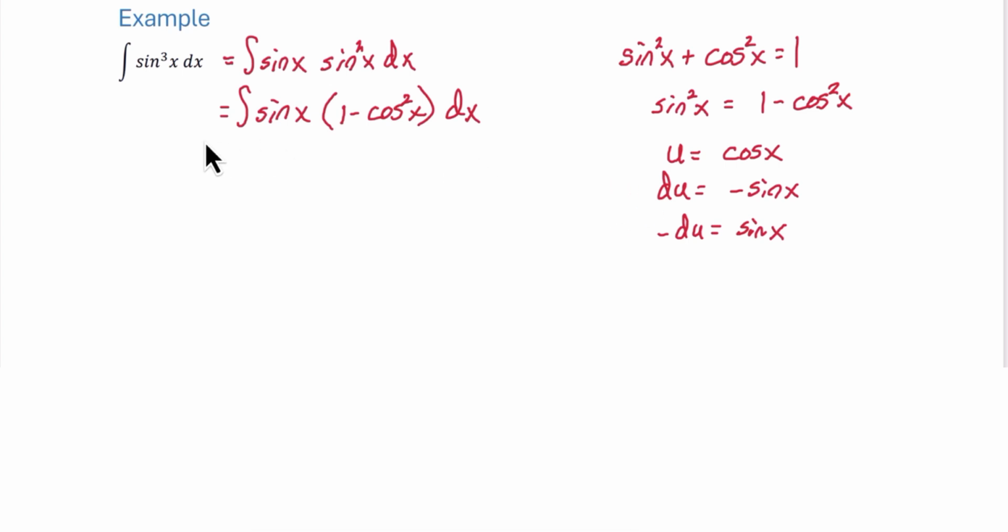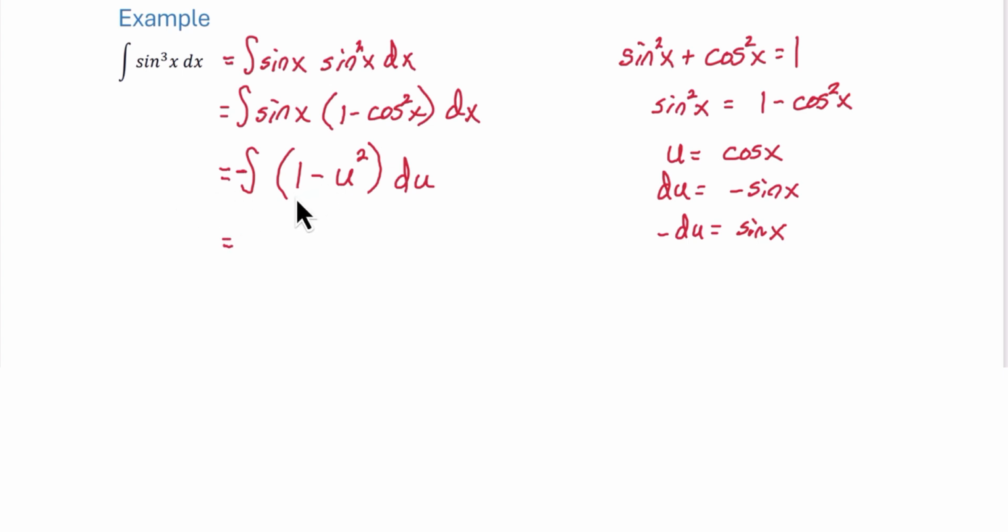Now rewriting this original integral, we have in parentheses 1 minus cosine we called u, so that's 1 minus u squared, and then sine x dx is negative du. So we'll have du, and I'll pull the negative out front since it's just a constant. Now that we've made a substitution, we have a much simpler integral.